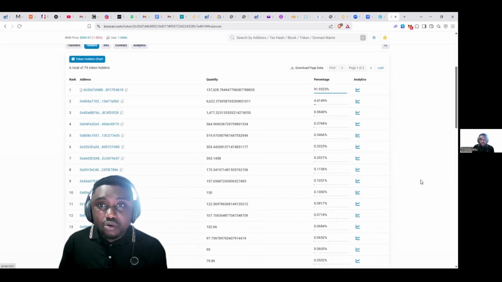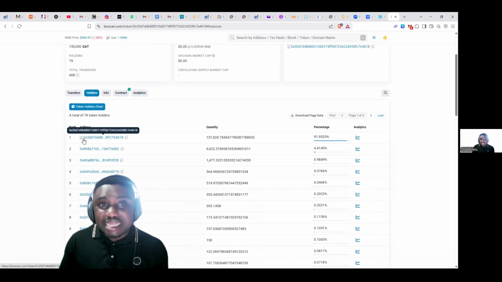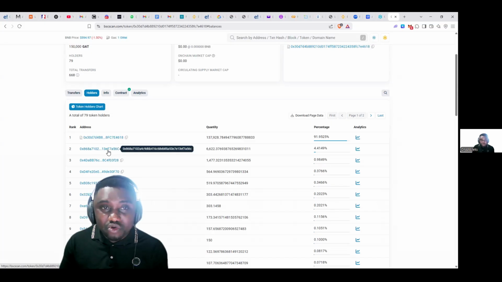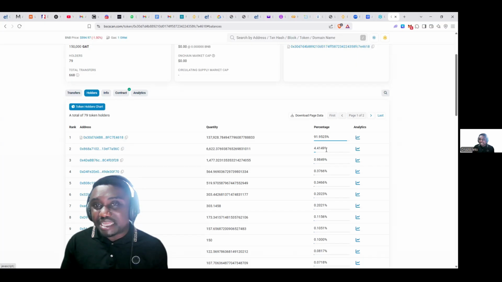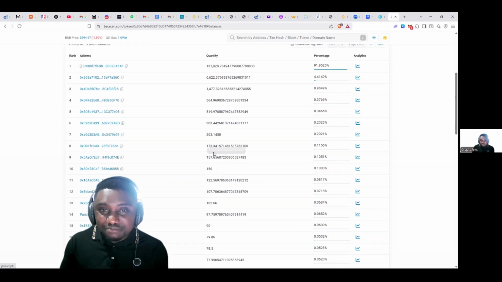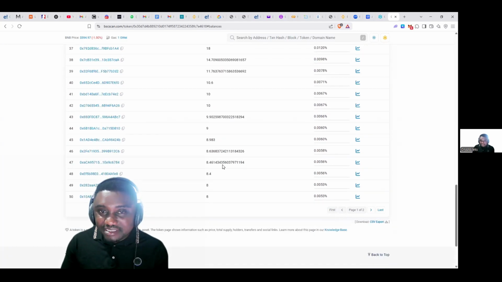Wow. So as you can see here, the contract address is holding 91.9%, right? This particular address, which I know is likely the address of one of the key owners, is holding 4.41%. Then this one that you see here is also a major owner in the project. It's also holding 0.98%. Then the rest are some of the buyers who have bought 300 GAT, 303 GAT. This person bought 173. So these are people who have bought the token, right?